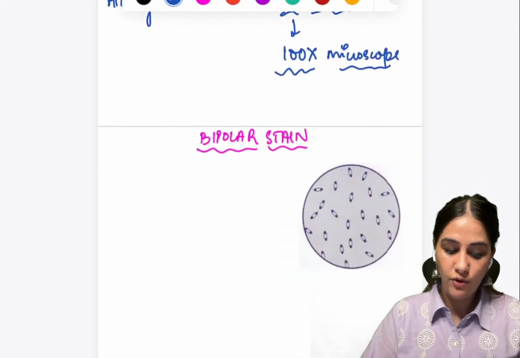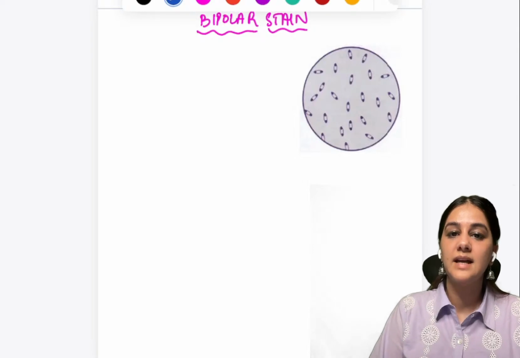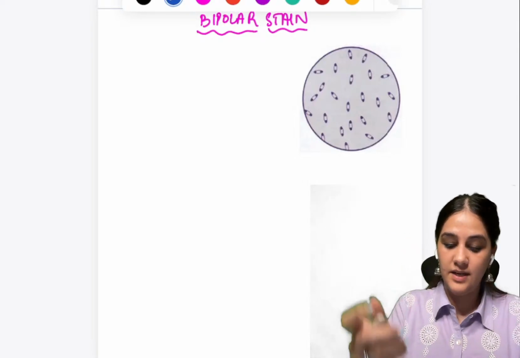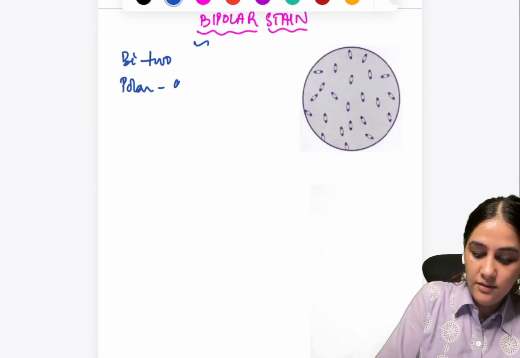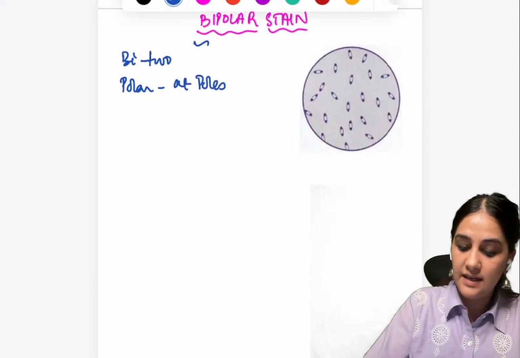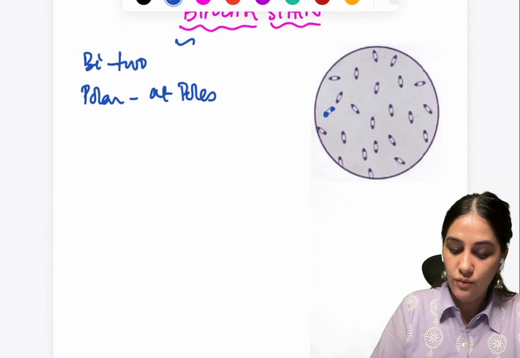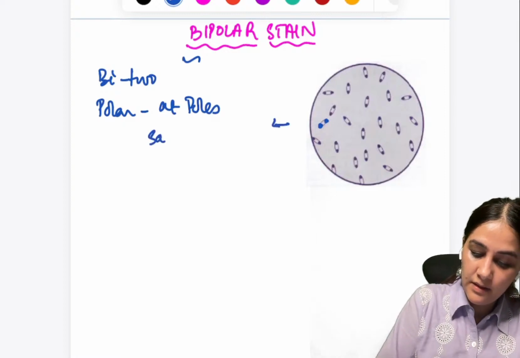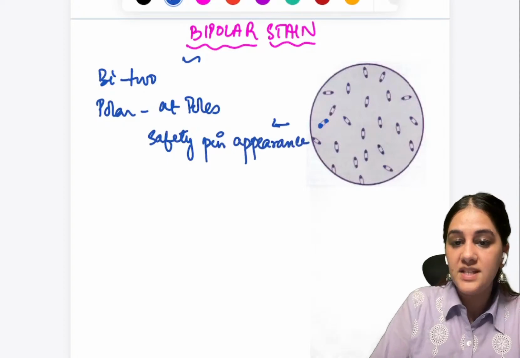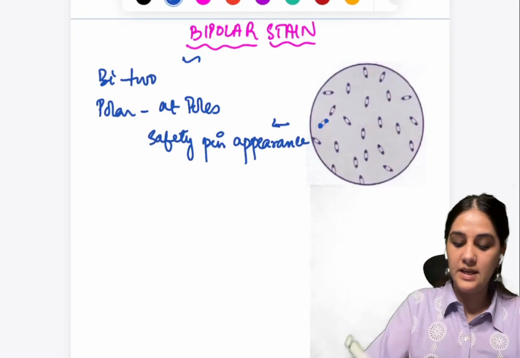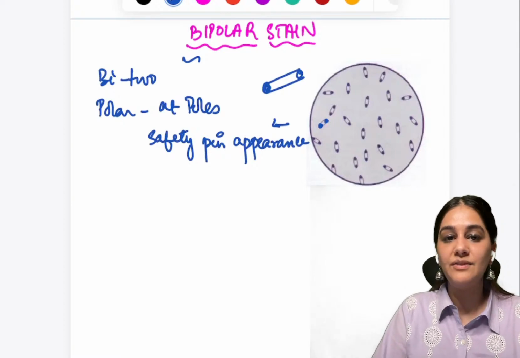Next, I'm going to talk about your bipolar staining. So what is actually bipolar staining? There are a few organisms that stain just at the poles, right? So bipolar, bi means two and polar means at the poles. So the staining is taking place at the poles. Can you see this photo right here? Only at the poles it's staining, right? So this is also known as a safety pin appearance, because it looks like a safety pin. A safety pin has two ends like this, right? So this is what is known as a bipolar appearance or safety pin appearance.